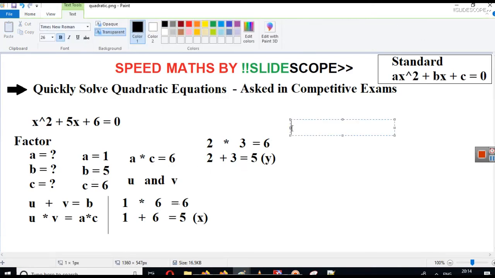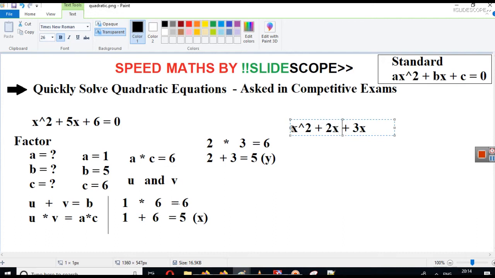Now we can write our equation like this. So x square plus 2x plus 3x. We have simply broken b into two parts. So b was 5x.